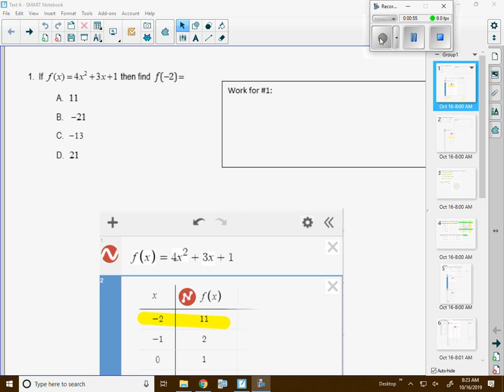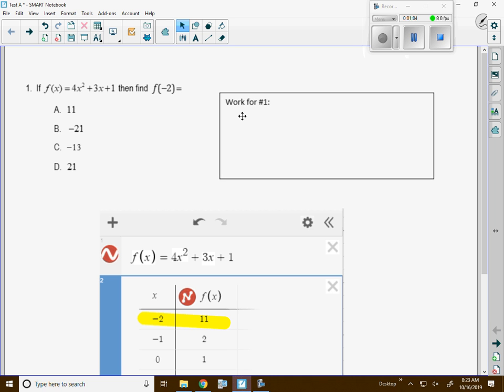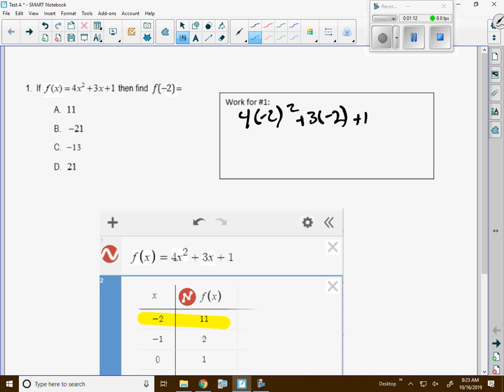X. So if you look, okay, you can go ahead and do this by hand. You have freedom to do this however you want. So you can go over here and you can do 4 times negative 2 squared plus 3 times negative 2 plus 1 and solve that. But there's an easier way, okay? You don't even have to worry about it.